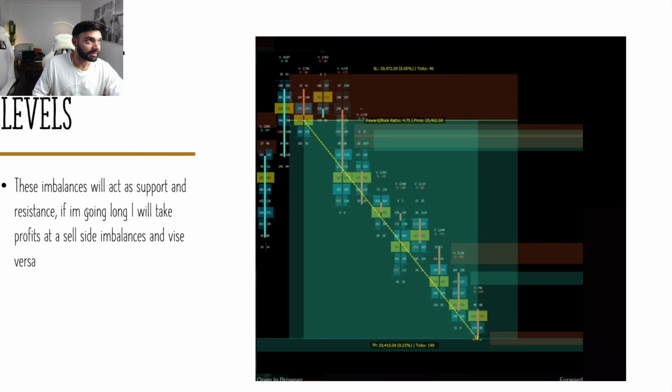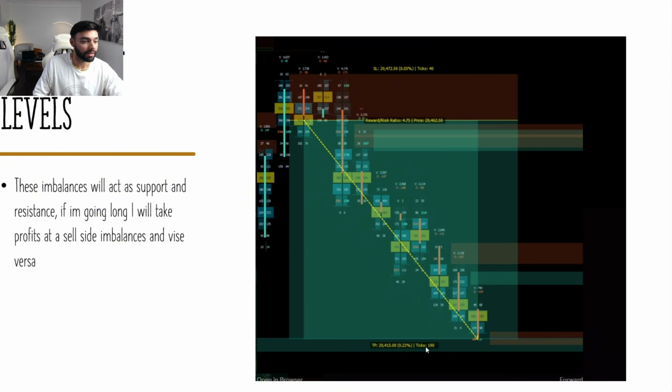Also, they serve as perfect take profit levels. So if I'm short right here, we have a sell imbalance coming in, right? We get a retest of that imbalance and we start to sell off, and my take profit will be at the imbalance. If there's nothing else in the way, I will take profits at the imbalance because I know there's a good chance price might reverse at the imbalance.